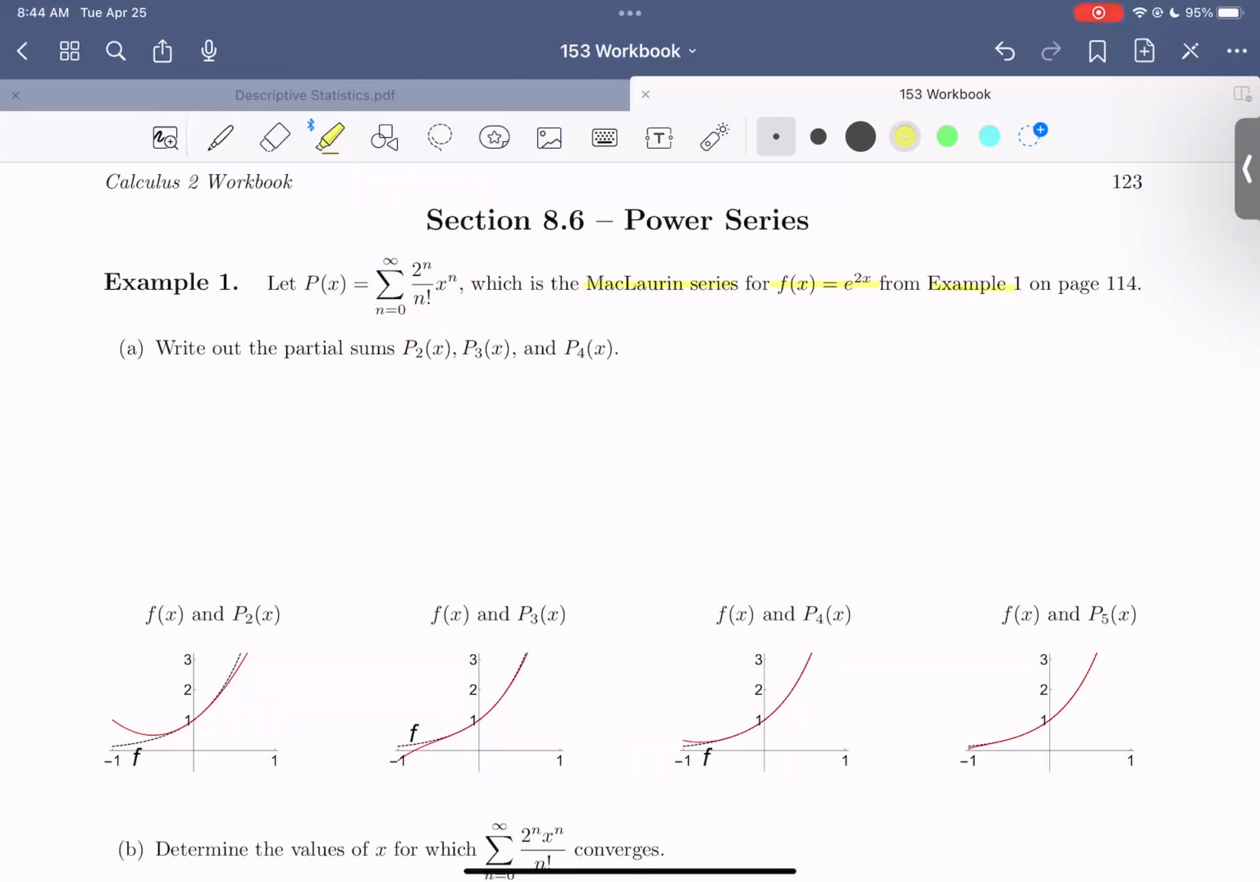Recall Maclaurin series just means a Taylor series centered at 0. So in part A, all we need to do is write out the partial sums, p sub 2, p sub 3, p sub 4. In other words, the second, third, and fourth degree polynomials of this Maclaurin series. Let's go ahead and do that. If you want to pause the video and then catch up and compare your work, I encourage you to do that.